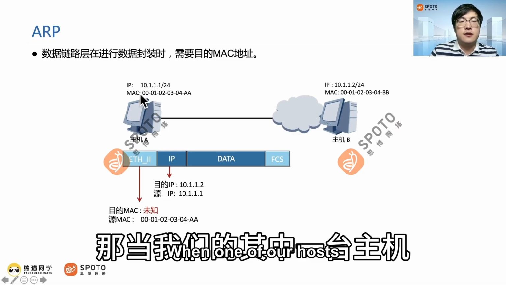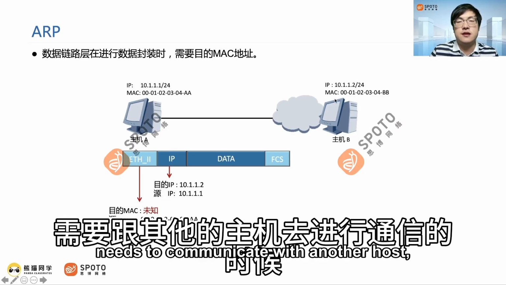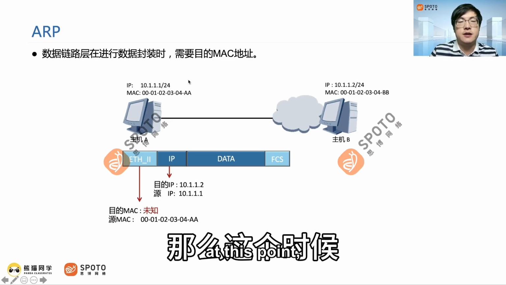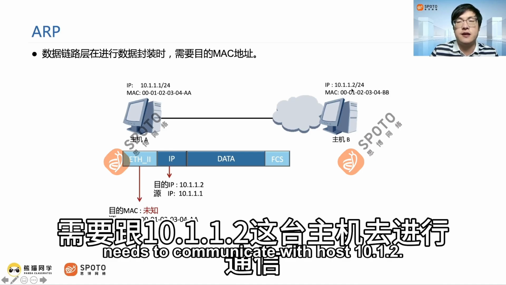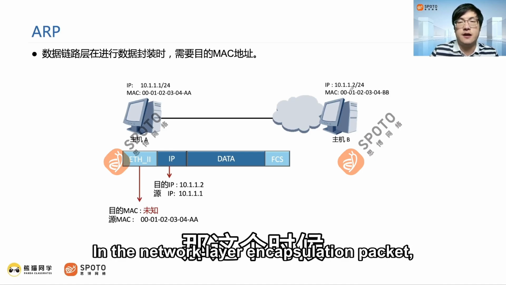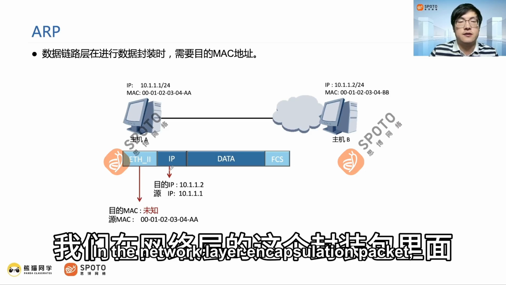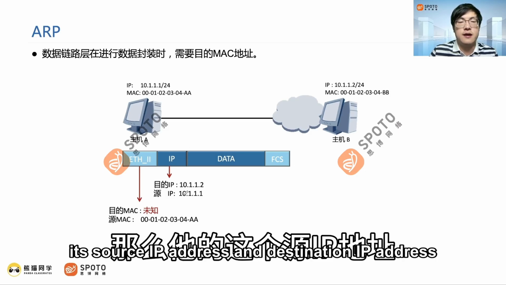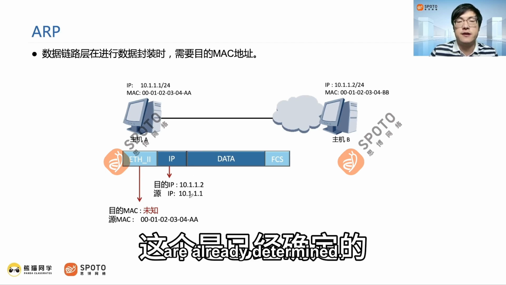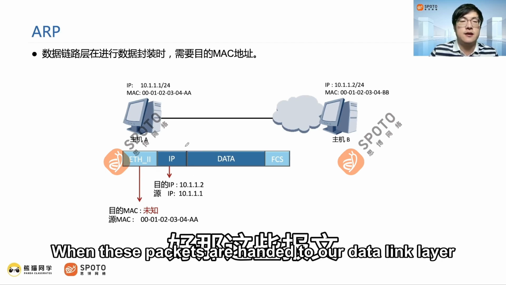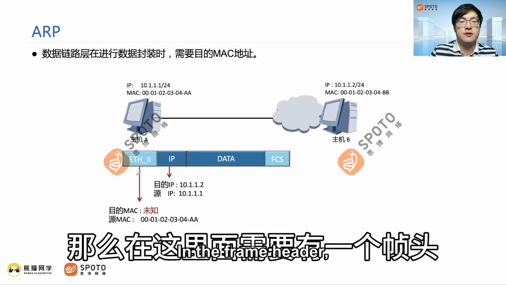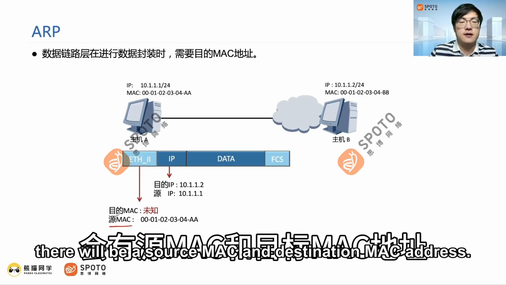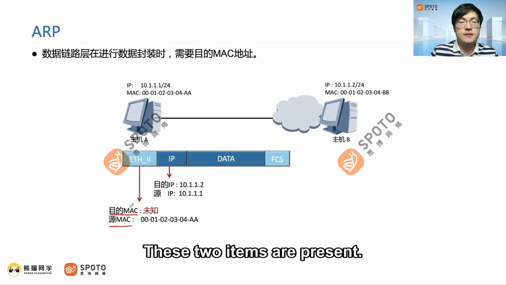When one of our hosts needs to communicate with another host, for example, our host 10.1.1 here needs to communicate with host 10.1.2, in the network layer encapsulation packet, its source IP address and destination IP address are already determined. Right. When these packets are handed to our data link layer for framing, a frame header is needed here. In the frame header, there will be a source MAC and destination MAC address. These two items are present.